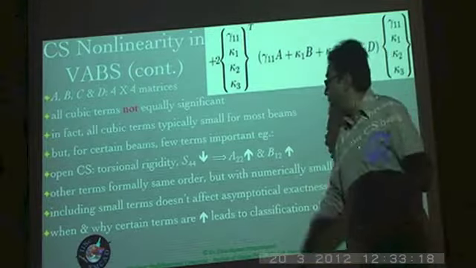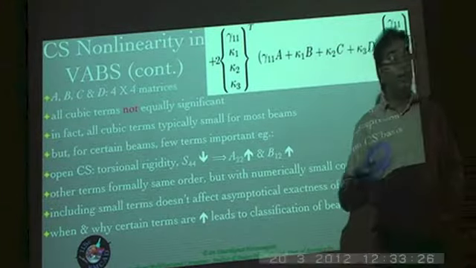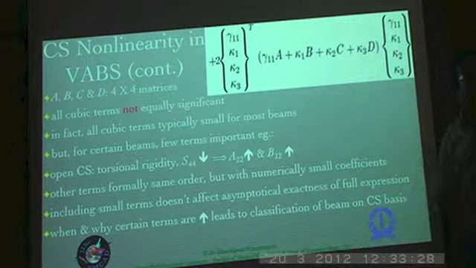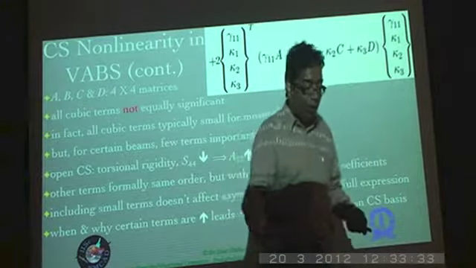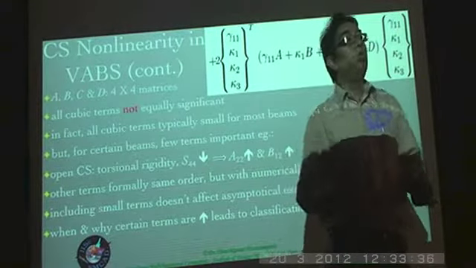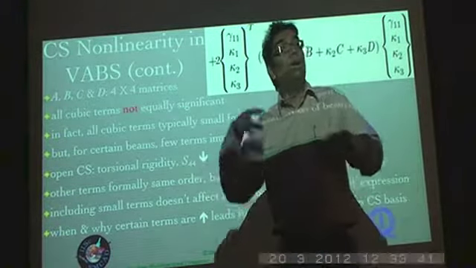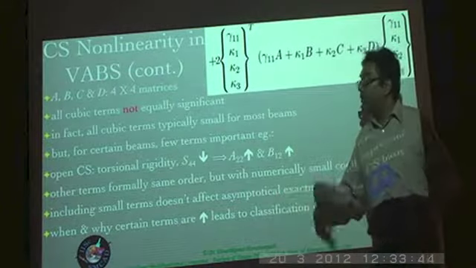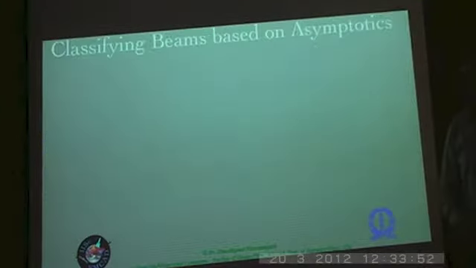And when and why certain terms are large leads to classification of beams on the cross-section basis, and that's basically what we will take up next, to see how the beams can be classified. So basically, in a rough sense, we have already discussed this when we have been talking about thin-walled open cross-sections, strips, closed cross-sections which are thin-walled or thick-walled, and solid cross-sections, etc. But we want to do it in a more formal sense, and that's what this particular study enables us to do. So, classifying beams based on the asymptotics.